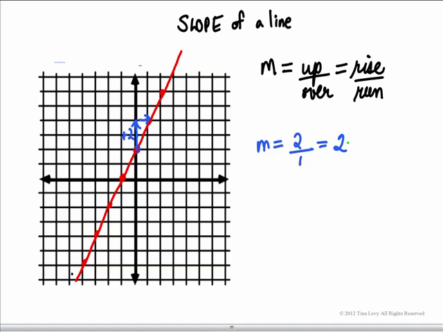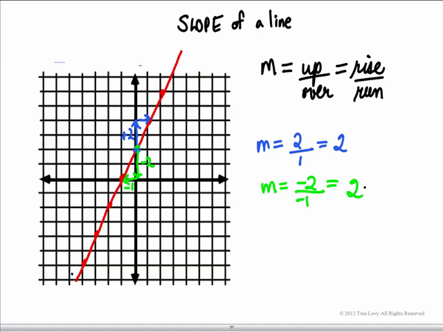I also could get the slope if I had taken this point and gone to the one below it. Then I would have gone down 2, which is negative 2. So the slope would be negative 2. And in this case, I had to go left, and left is negative 1. And negative 2 over negative 1 is positive 2.